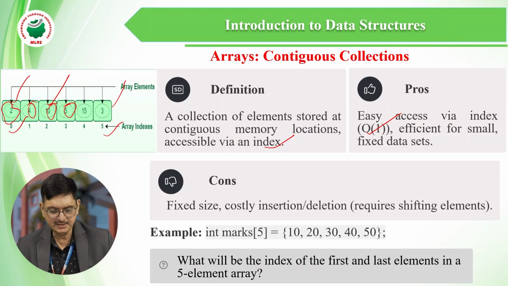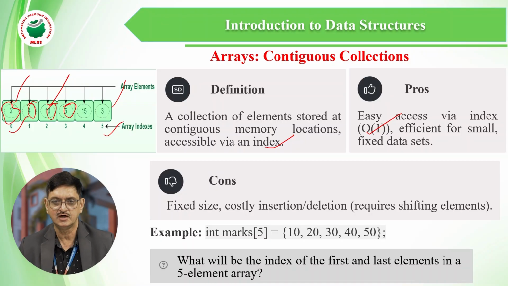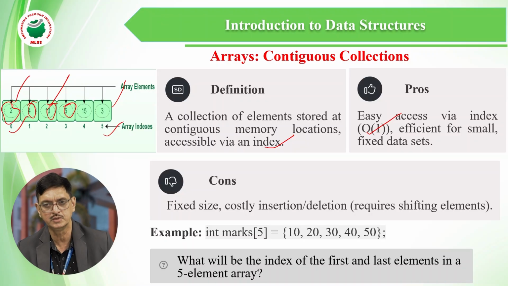The difficulty is that it is a fixed size. Whether we use all the locations or not, we can't shrink if we are not using them, or expand if we demand more elements. So we need to use only that part of the memory locations that we declared as an array. That is one of the main problems.